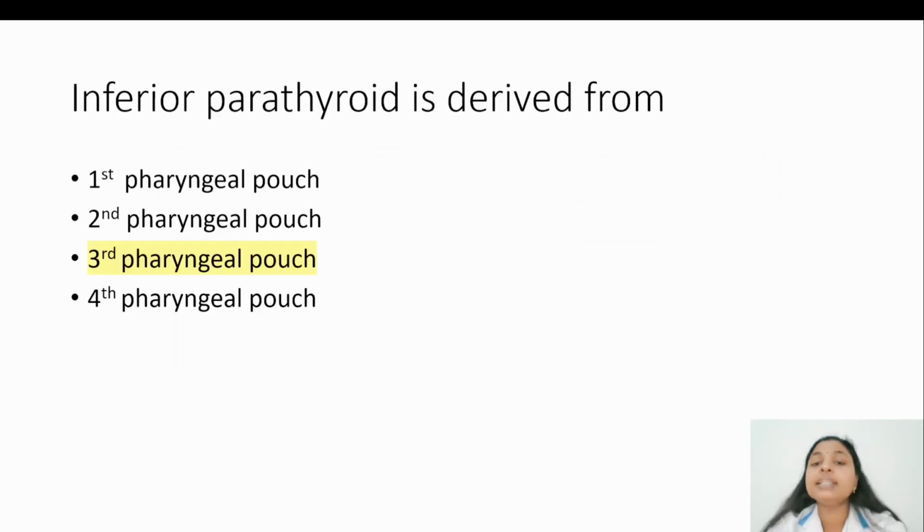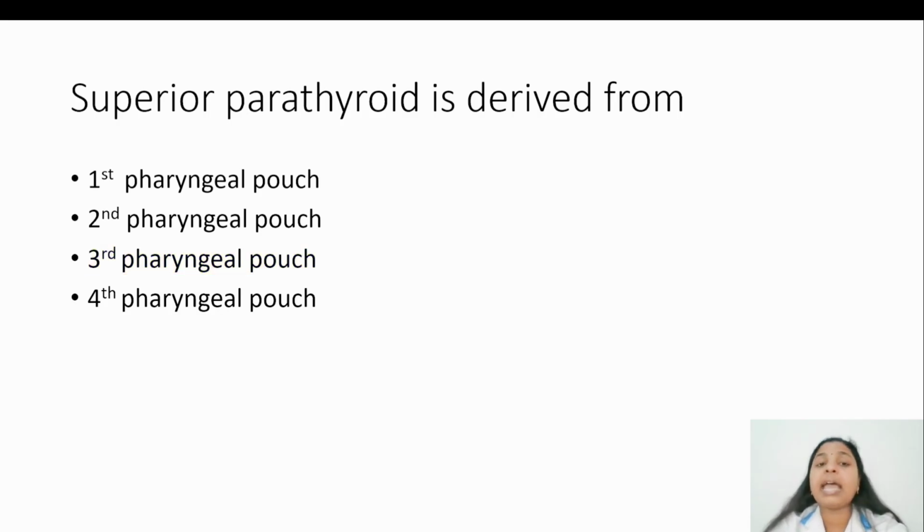So what is the answer? The inferior parathyroid is derived from the third pharyngeal pouch. And the superior parathyroid, it is a direct question, is derived from the fourth pharyngeal pouch.